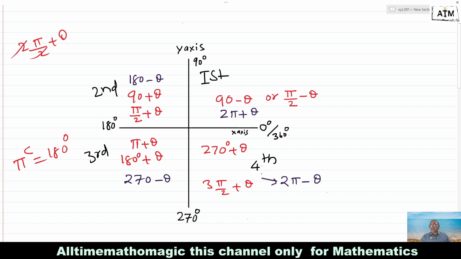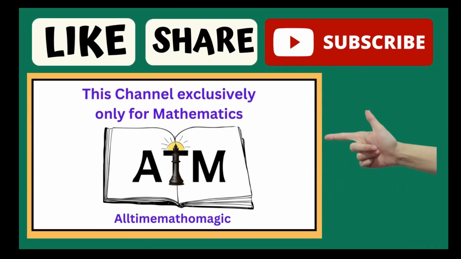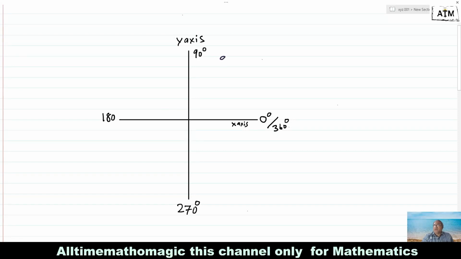Let us write properly once again, because this has become so messy. In the first quadrant, we can write 90 minus theta, or pi by 2 minus theta. In the first quadrant, we can write 360 plus theta, or 2 pi plus theta.